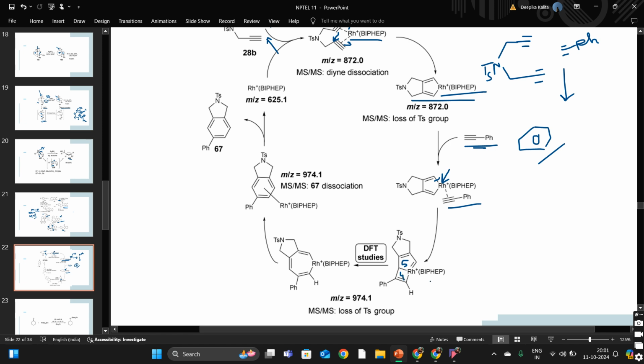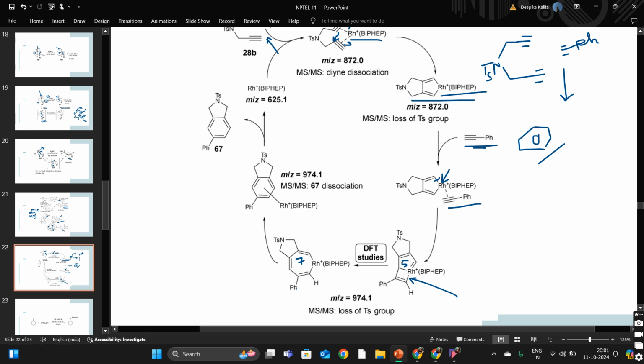Okay. Now this metallacycle will undergo ring opening because this cyclobutene fragment which is newly forming is highly sterically unstable. Okay. So this 4 membered metallacycle and 5 membered metallacycle will immediately undergo ring opening to give us this 7 membered metallacycle now.